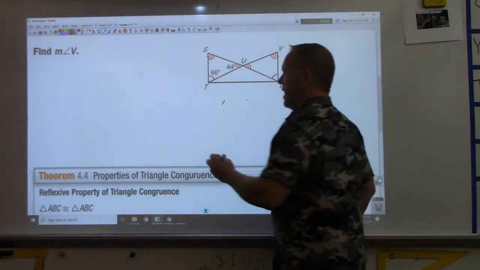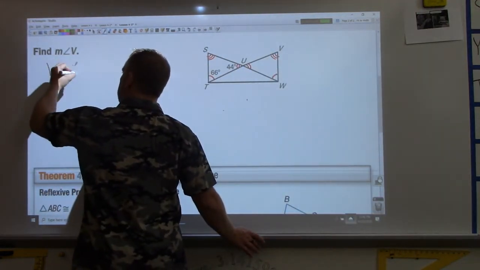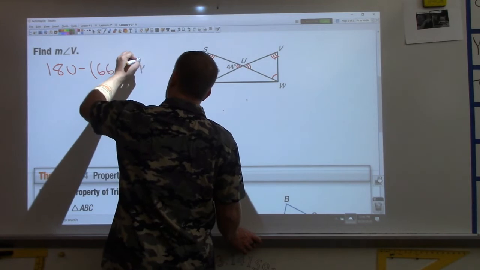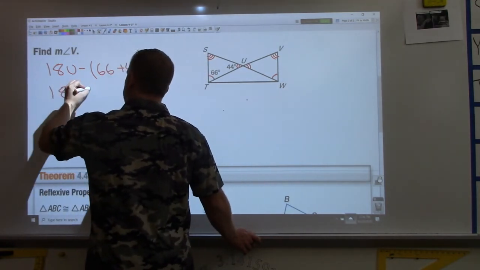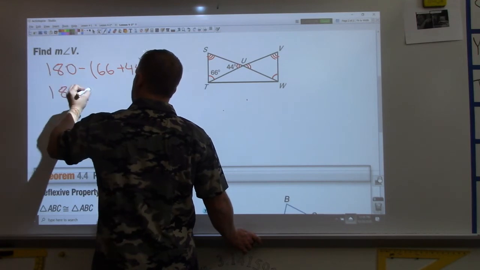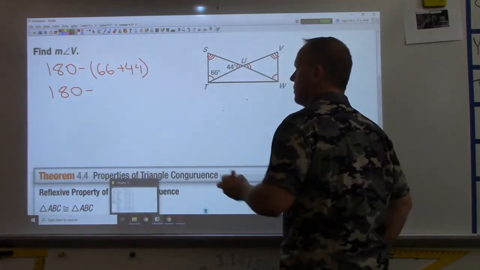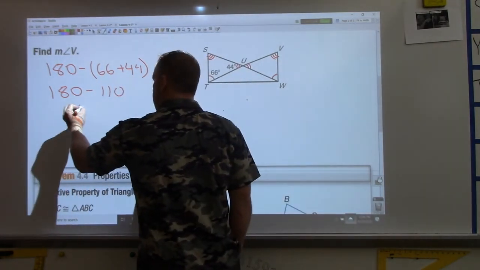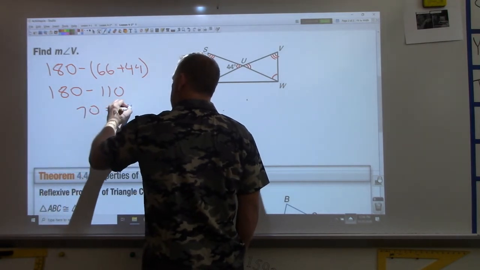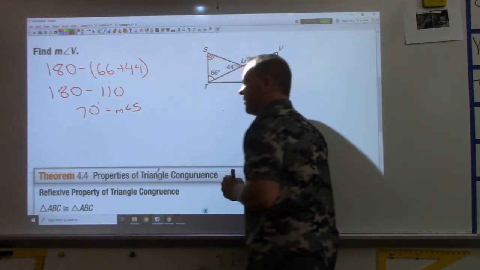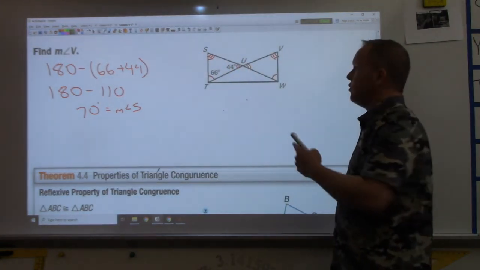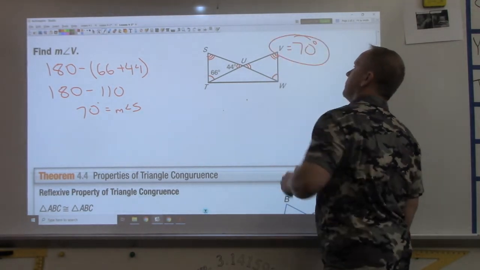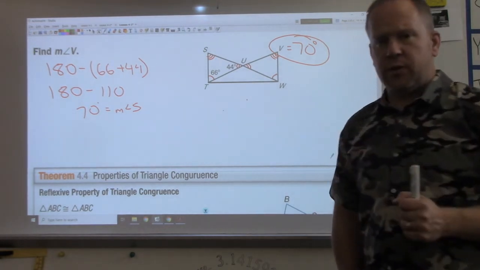Remember, all angles add to 180. So to get angle S, I'm going to do 180 minus the sum of the other two. Okay, 66 plus 44 is 110. 180 minus 110. 70 degrees is the measure of angle S. Angle S is congruent to angle V, so angle V is also 70 degrees.